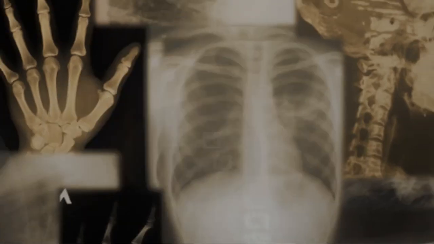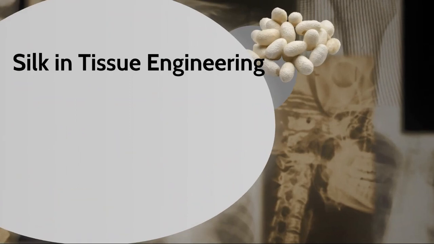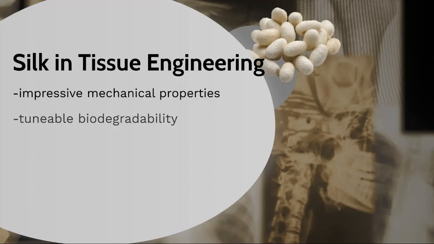Moving on, let's take a look at a promising candidate in tissue engineering, silk. Humans have been exploiting the beneficial properties of silk for thousands of years, with the first recorded explicitly medicinal use dating back to roughly 160 AD. Processed silk fibroin has quickly become the subject of extensive research due to its impressive mechanical properties relative to other biopolymers, and also its tunable biodegradability.